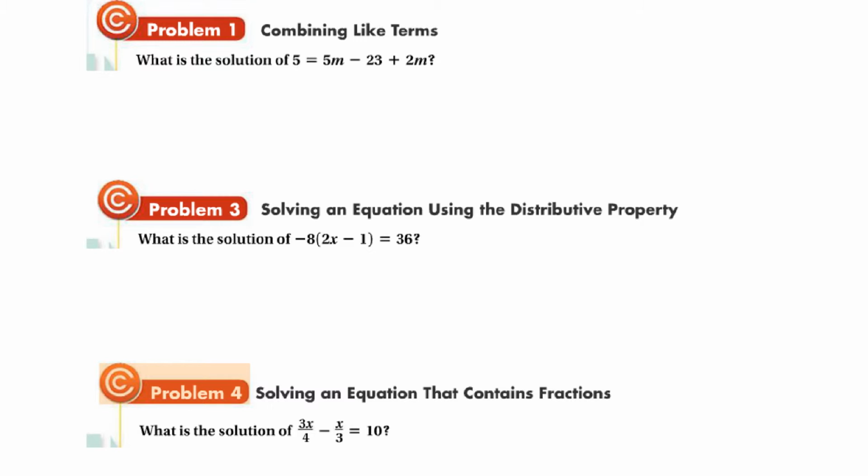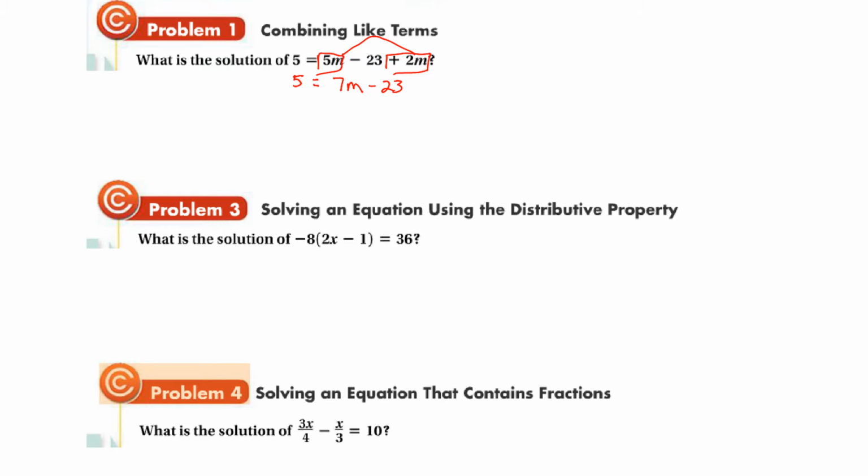Our next example problem is a problem with combining like terms. Following my steps, clear the equation of fractions doesn't apply. Clear the equation of parentheses doesn't apply. Third step, combine like terms on each side of the equal sign. I just have the one term 5 on the left, so that just comes right on down. My like terms on the right are my 5m and my 2m, so I read them from left to right. 5m plus 2m would be 7m, and then I have my minus 23.